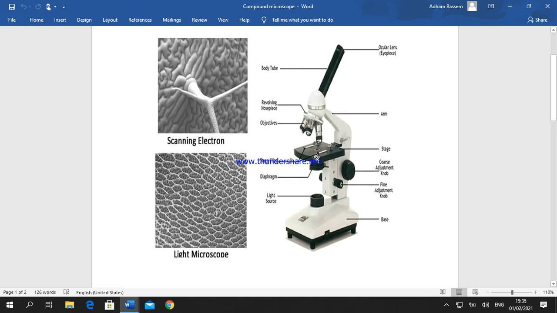The total magnification of the object equals the magnification of the two lenses multiplied together. Example, if the lower lens magnifies the object 20 times and the eyepiece lens magnifies the image 10 times, the total magnification of the compound microscope equals 20 times 10, equal to 100 times.